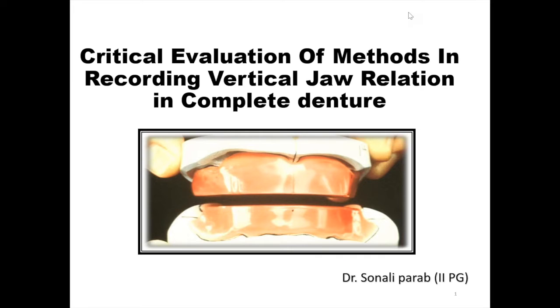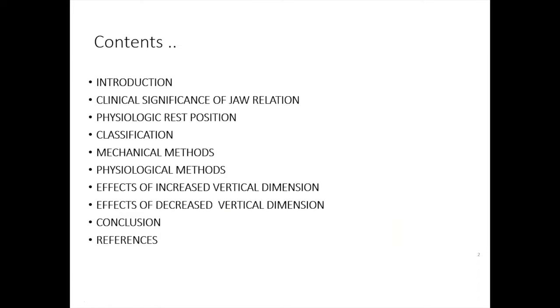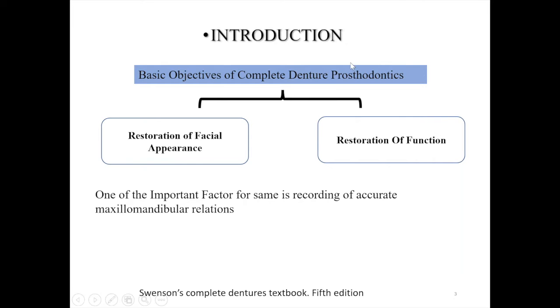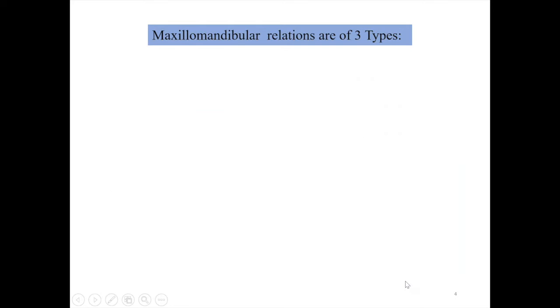Good morning, everyone. Our seminar topic today is critical evaluation of methods in recording vertical jaw relations in complete denture. These are the contents. Coming to the introduction, the basic objectives of complete denture prosthodontics are the restoration of facial appearance and the restoration of function. One of the important factors for the same is recording accurate maxillomandibular relations.